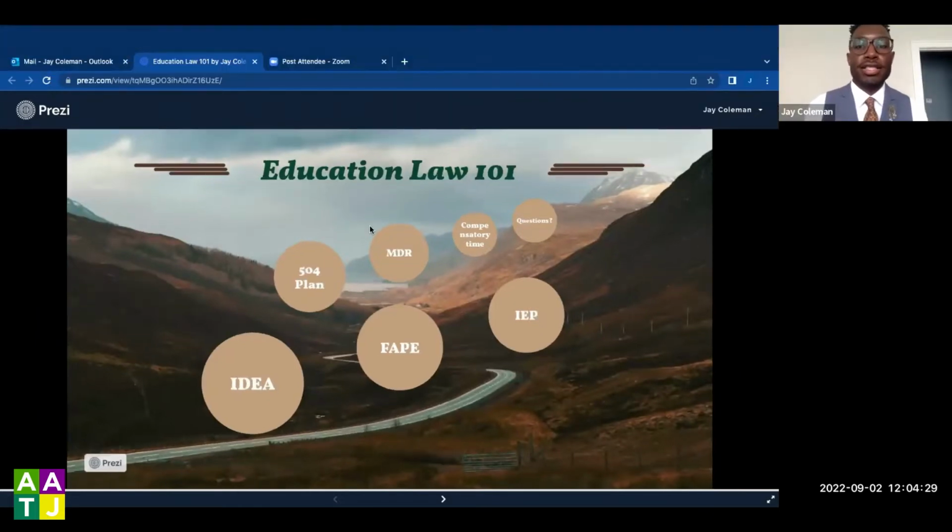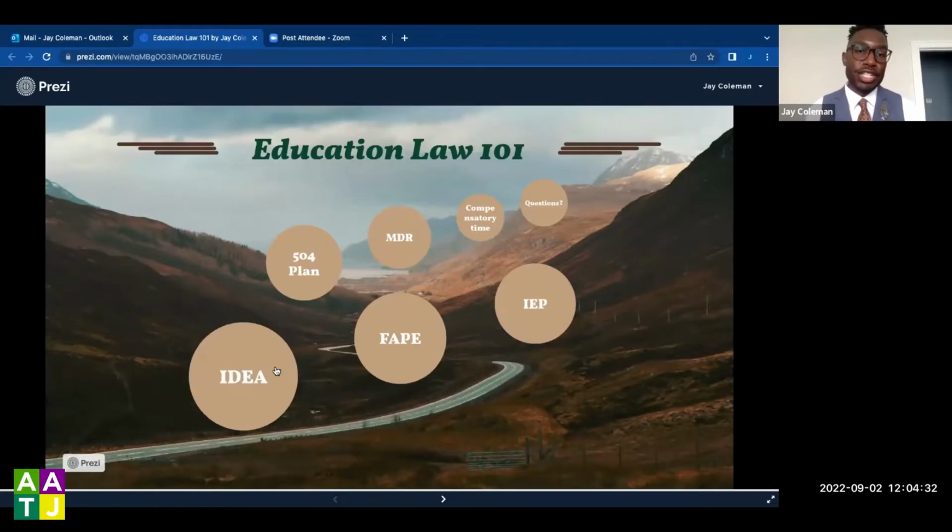All righty. Okay, so Education 101. In the presentation, I'll be giving a surface lesson on education law, talking about what the IDEA stands for. I know you all have heard some of these acronyms before, but I'll be explaining what they are, what they mean, and how they come into play when dealing with children with disabilities. So IDEA, FAPE, an IEP plan, that's probably the most popular education law term, a 504 plan, MDR, manifestation determination review, what is compensatory time, and then of course there'll be time for questions at the end. So let's just get started.